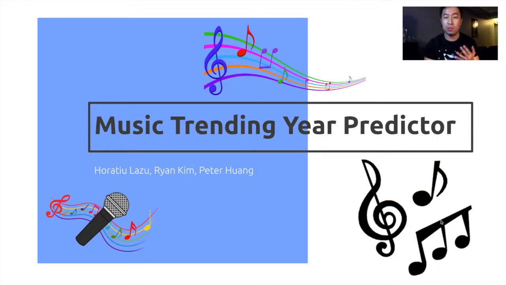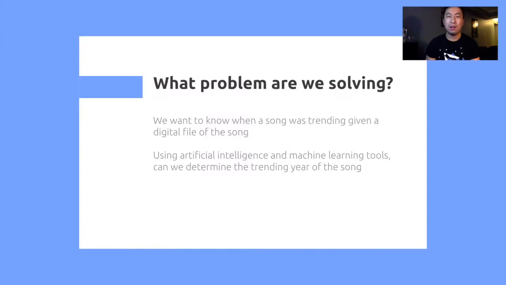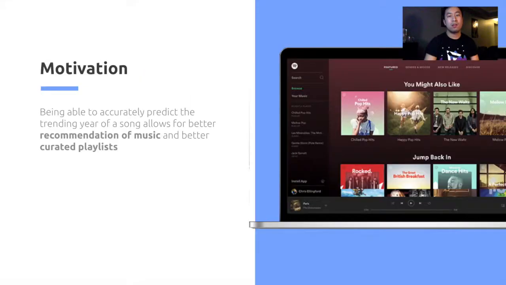So have you ever just been on a drive and you're hearing this tune of this song that you really like and you want to know more about it, possibly when the song blew up, possibly when the trending year for this song was, and you think to yourself, can we leverage artificial intelligence and machine learning to accomplish this? You know, if we upload a digital file of the song, can we figure out what the trending year of the song was?